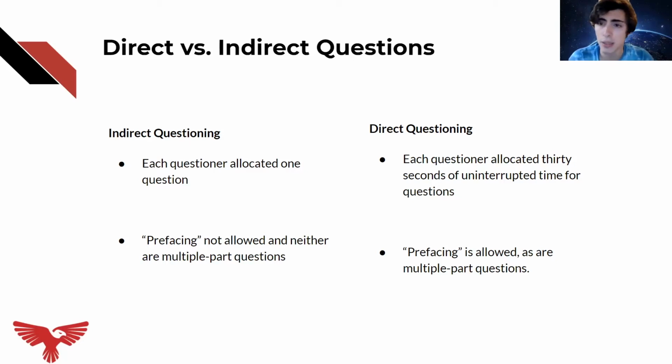Outside of indirect questioning, the other type you will see is direct questioning. Each questioner is allocated a solid 30 seconds of uninterrupted time for questions. They can use that time however they see fit in regards to the number of questions they ask, what those questions look like, and how exactly they want to go about structuring it. Prefacing also is allowed, meaning that if you want to cite examples or sources that have not been brought up in the debate, you can do so during this period.